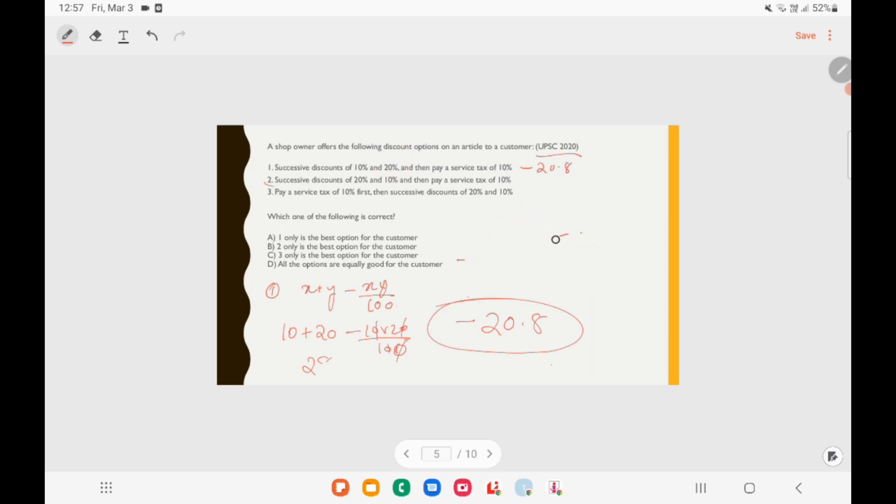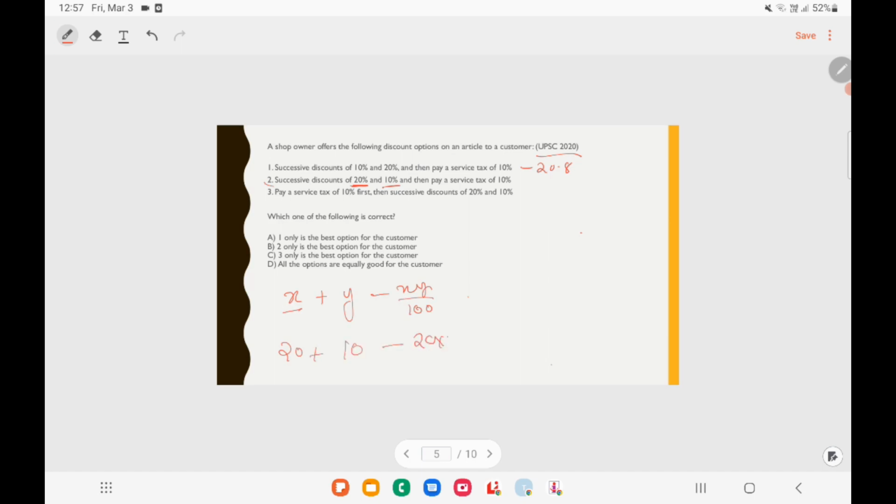Now, if you look into the second option, everything is the same except the order is being changed in the discount percentage. Here the first discount given is 20% and then you are giving a discount of 10%. So our formula is X plus Y minus XY by 100, the successive discount formula. X is 20, Y is 10. So 20 plus 10 minus 20 into 10 by 100.